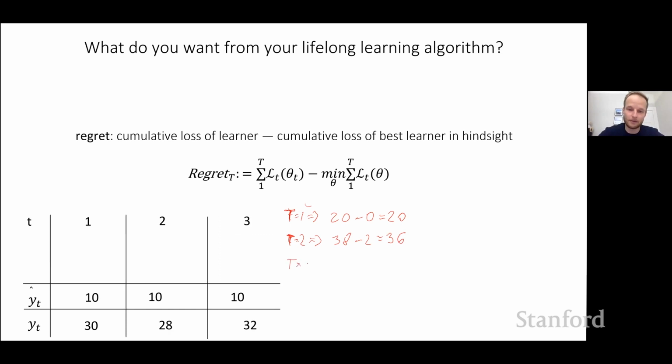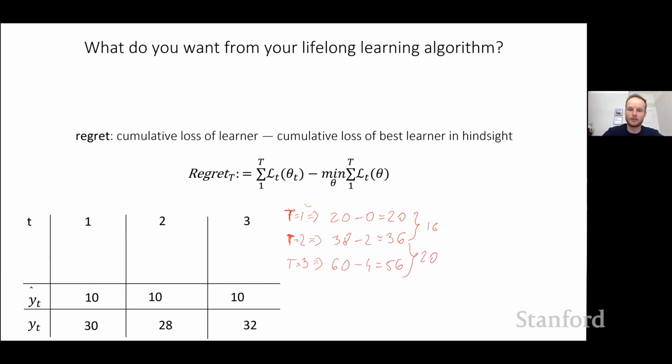Right? And then for capital T equal 3, we would have the difference be what it was so far. So that was 38 plus now an additional 22. So that's 60, right? And then the best learner that you could have in hindsight would have been the average. So the average across all of these would be 30, and in that case the loss would be 4. So in that case it would be 56. So now you can see that the regret here grew by 16, right? Here it grew by 20.